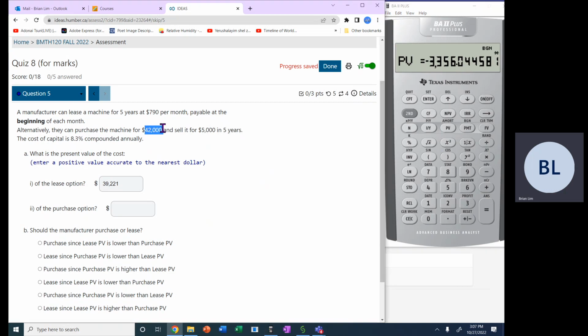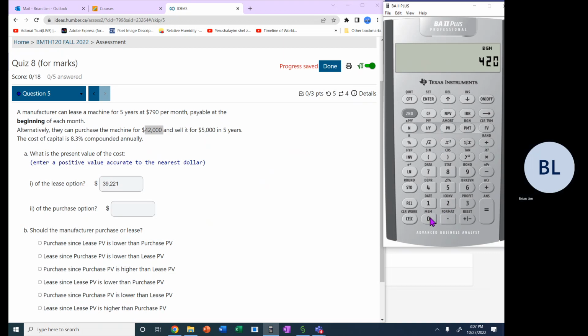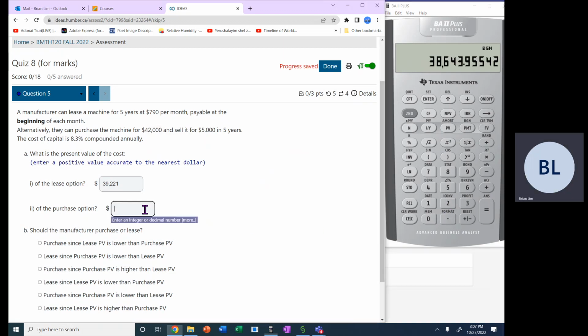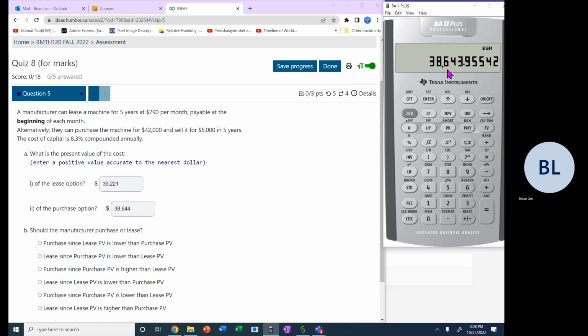Now this 42,000 was actually an outlay of 42,000. So this present value of $3,356 is actually an income or an input. Okay, so this is negative. What we can do to make it simple is just add 42,000. Okay, and that should give us the answer of $38,644. That's rounded to the nearest dollar because it's $38,643.95.